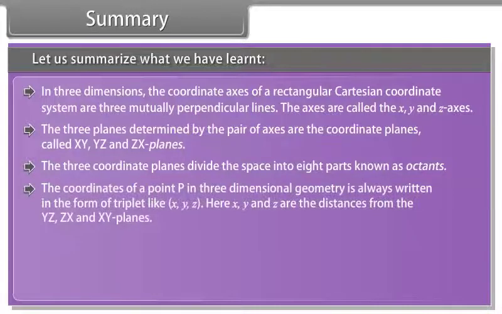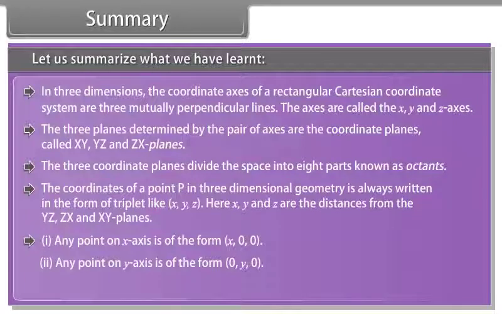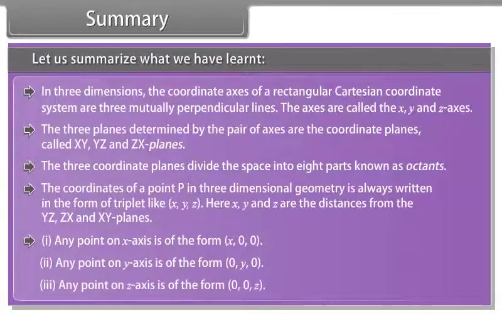The coordinates of a point P in three-dimensional geometry are always written in the form of a triplet, like (x, y, z). Here, x, y and z are the distances from the YZ, ZX and XY planes. Any point on the x-axis is of the form (x, 0, 0). Any point on the y-axis is of the form (0, y, 0). Any point on the z-axis is of the form (0, 0, z).